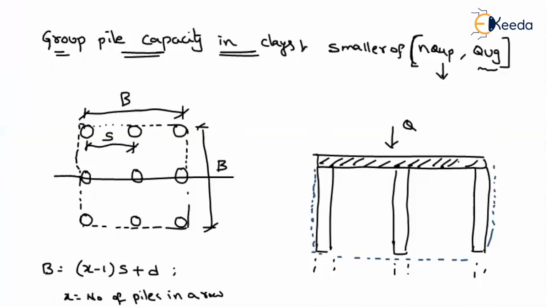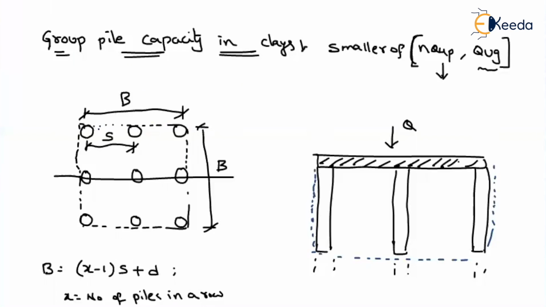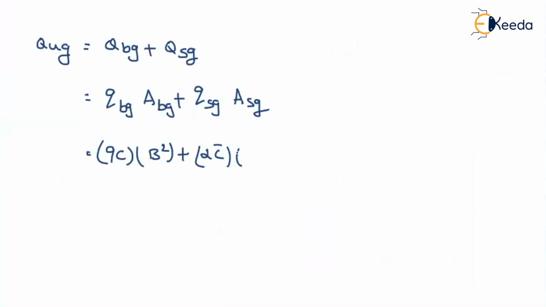What is the area of the top view plan? If it is a square, B square. If it is a rectangle, B into D. So as it is a square shape, I will say it is B square. Plus, what about the Q_S value? That will be alpha into C bar into the surface area of the group pile. If it is under block shear failure, what about the area here? We are having 4 different sides. That means 4 into B over a length of L. That's why here it will be 4 into B into L.